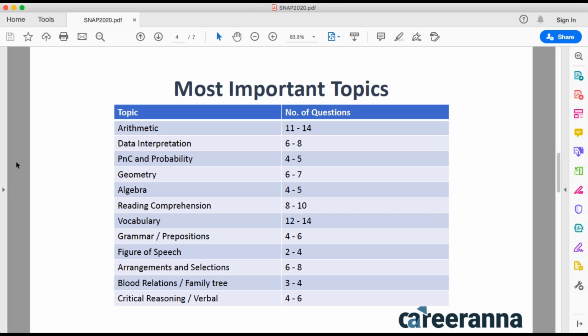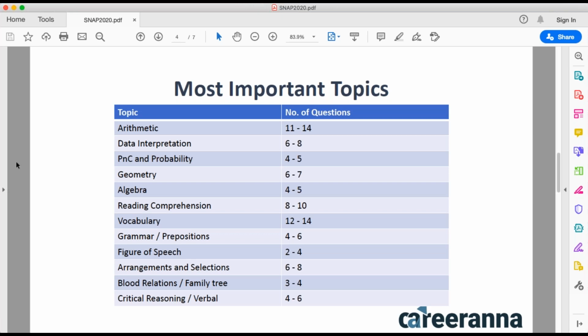So this is a list of some of the most important topics of SNAP across the 3 sections. And if you see, there is a good overlap with your CAT preparation also. The only part which you need to study that is significantly different from CAT is the LR part, because most things like blood relations and family tree are the kind of questions which you don't get in CAT LR anymore. So it's important for you to keep this distribution in your mind and plan your preparation accordingly.